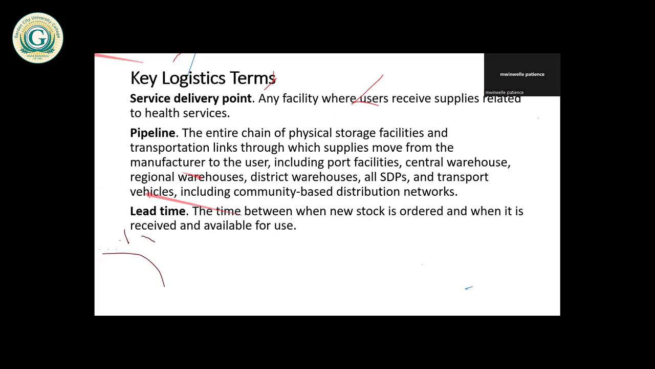And I want to talk of the pipeline. Pipeline is the entire chain of physical storage facilities and transportation links through which supplies move from manufacturer to the user, including port facilities, central warehouse, regional warehouses, district warehouses, and all service delivery points and transport vehicles, including community-based. Then lead time: the lead time is the time between when stock is ordered and when it is received and available for use. Put simply, lead time is the period between ordering and receiving.